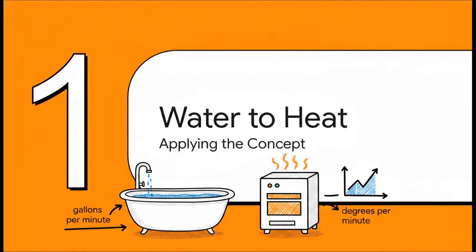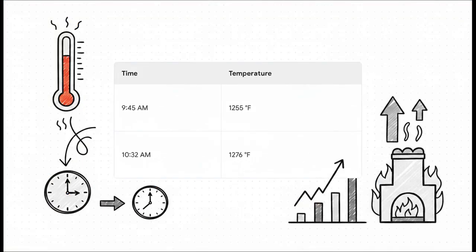All right, hopefully that bathtub analogy makes sense, so let's take that same logic now and apply it right back to our industrial furnace. We're just going to swap out gallons per minute and start thinking in degrees per minute. Same idea, just with heat instead of water. So let's take a look at the actual data we have. Here it is. This is the real data from our source.